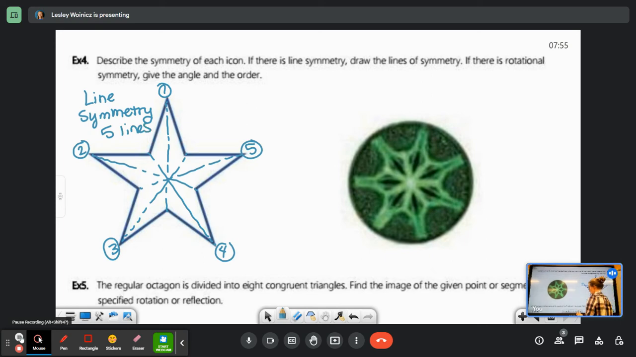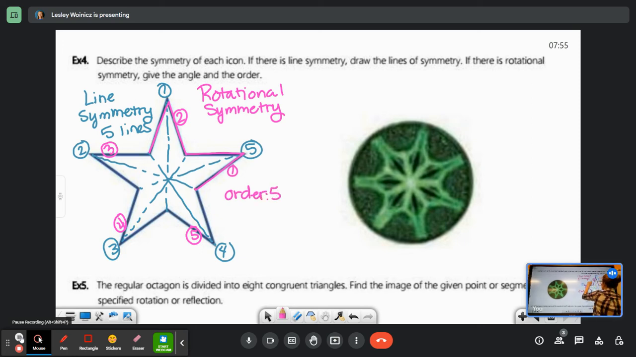And let's see if we rotate it. So if I rotate this point, I can get it to land here. So this would be position 1, this would be position 2, this would be position 3, this would be position 4, and this would be position 5. So I can tell the order is 5, but what the heck is that angle? Let's start by writing down that it's rotational symmetry. And we know the order is 5.